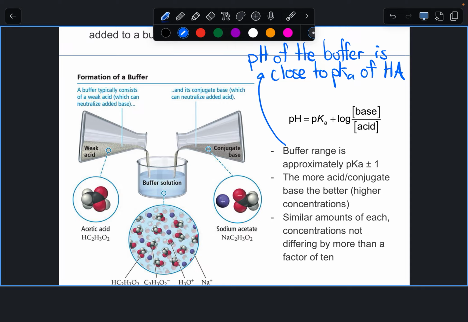Okay? And then it will generally keep the pH within 1 unit on either side. So that's what this buffer range is, approximately pKa plus or minus 1. So again, for acetic acid, I think 4.74 is the pKa. So if you were using this as a buffer, you'd probably maintain the pH from about 3.7 to 5.7.